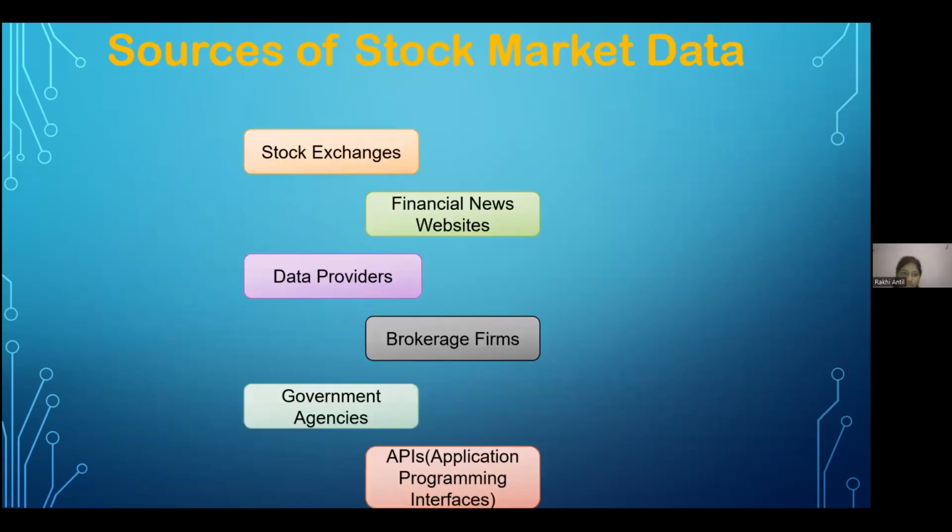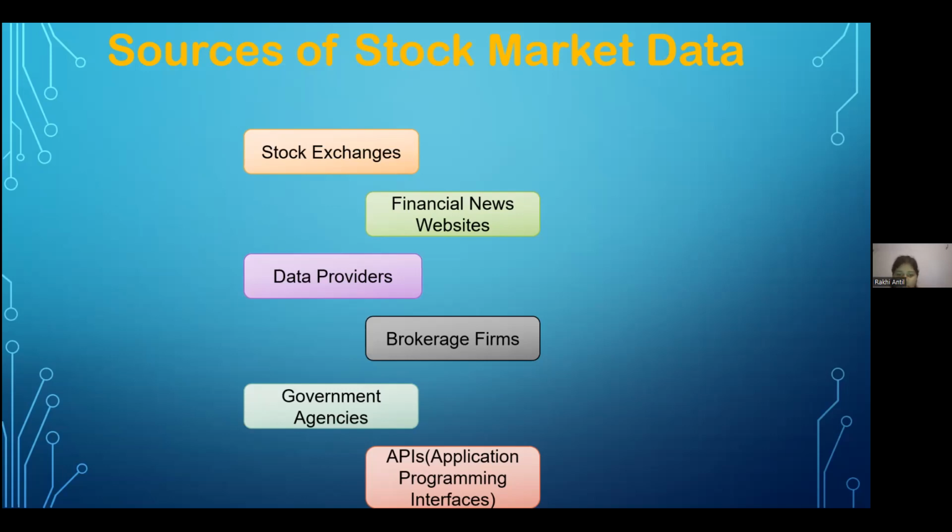Next is sources of stock market data. First is stock exchanges, second is financial news websites, third is data providers, fourth is brokerage firms, and fifth is government agencies. Last is APIs, application programming interfaces. First we discuss stock exchanges. So what are stock exchanges? Stock exchanges are sources of stock market data. They provide real-time and historical data on stock prices, trading volumes, and other market-related information. For example, the New York Stock Exchange.